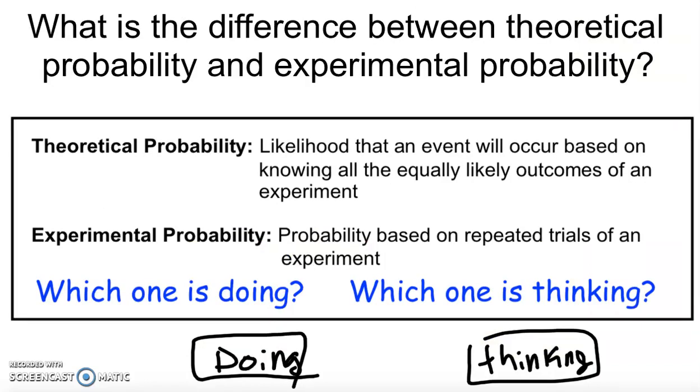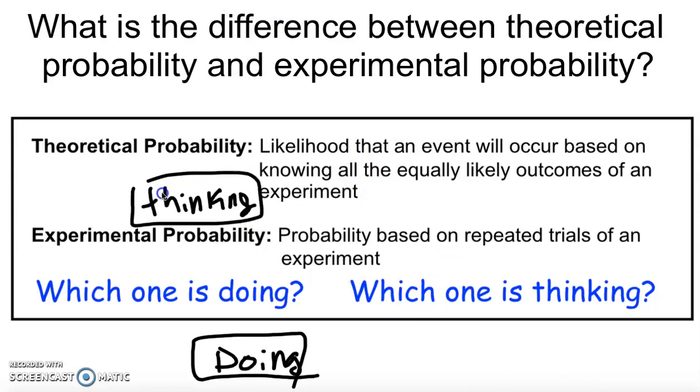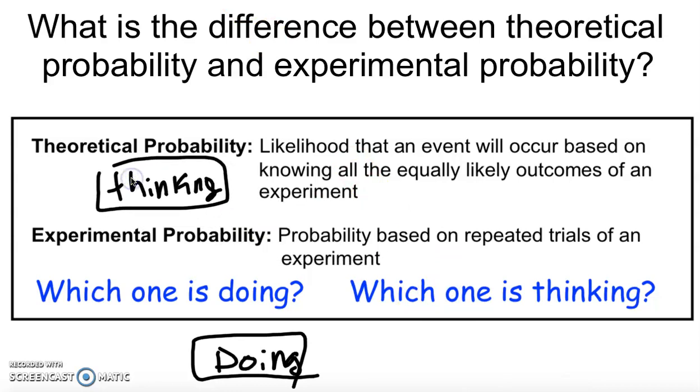So let's talk about theoretical probability and experimental probability. Theoretical probability is the likelihood of an event occurring based on knowing all the equally likely outcomes of an experiment. Experimental probability is repeated trials of an experiment. This sounds really complicated, and it's totally not. One of these is the probability of you thinking about it, like, what are the possibilities that mathematically could happen? You don't do anything, you just think about it. That's going to be theoretical probability.